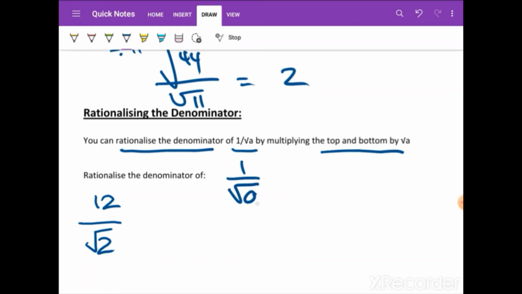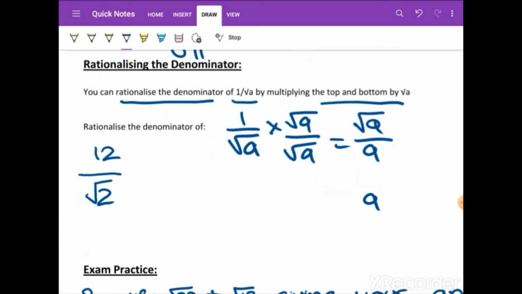Essentially what you're doing here is, in this fraction, we have a square root in the denominator. We want to get rid of that, so we multiply the top and bottom both by the square root of a. This leaves us with a numerator of the square root of a and a denominator of a.